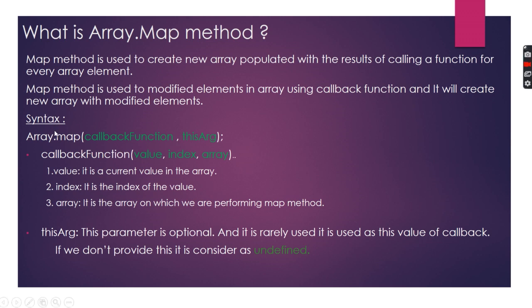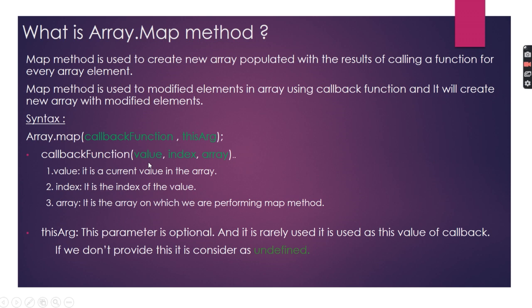So see here what the syntax of the map method is. It accepts two parameters. The first one is the callback function and the second is thisArg. I will explain both parameters in detail. The first parameter is the callback function. This is the function responsible for modifying elements in the array. This callback function accepts three parameters. The first one is value, the second is index, and the third is array.